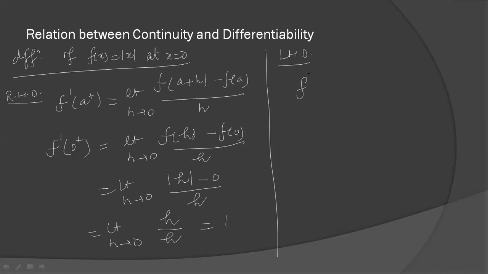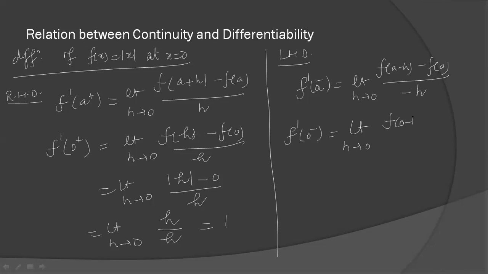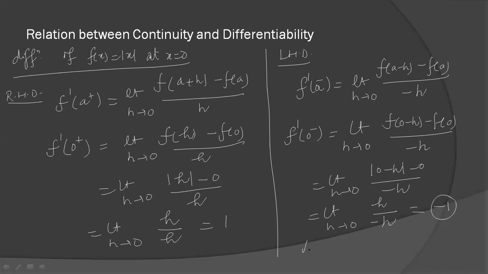What about the left hand derivative? Left hand derivative at any a is limit h tending to 0, f of a minus h minus f of a over minus h. So at 0 it will be limit h tending to 0, f of 0 minus h minus f of 0 over minus h. So it will be limit h tending to 0, mod of 0 minus h minus 0 upon minus h. So it will be limit h tending to 0, mod of minus h will be again plus h. So it will be minus 1. It means left hand derivative is not equal to the right hand derivative. So f(x) equal to mod x is not differentiable at x equal to 0.